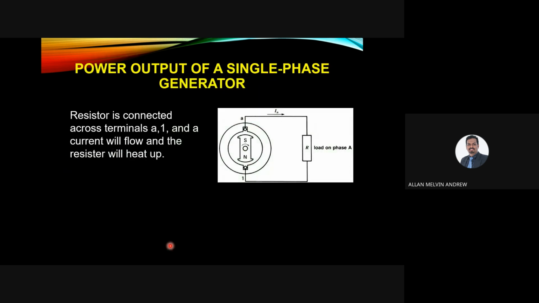Now we will see the power output of a single phase generator. When you only have one winding A1, it's only single phase, so it only has one set of wires. We call it phase A. A resistor is connected across terminal A1 and A. There's a wire here and also a wire here, and the current will flow through and the resistor will consume it. When the resistor consumes it, it adds the load to phase A.